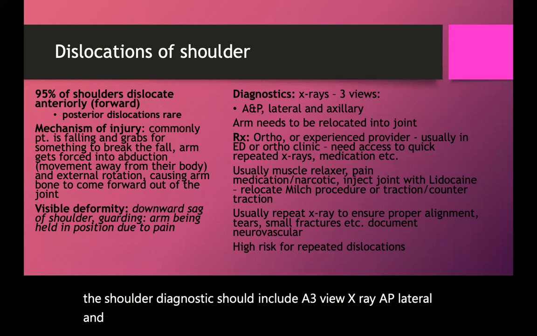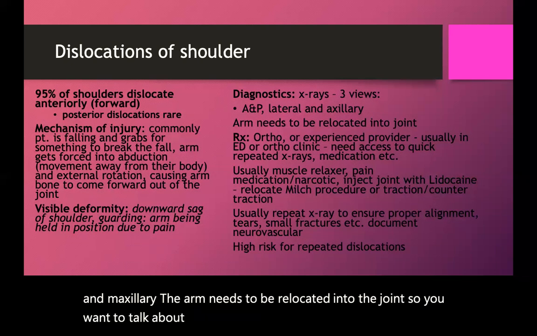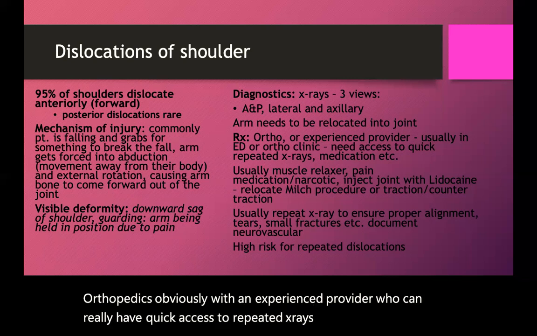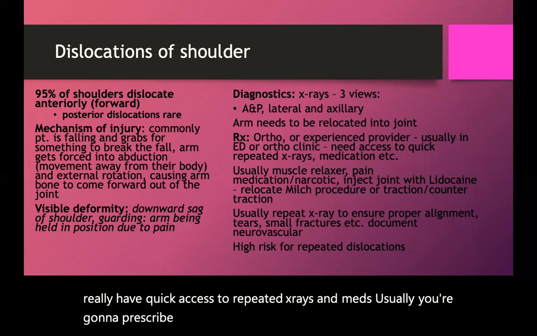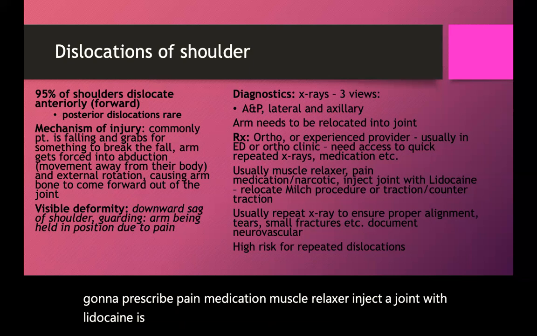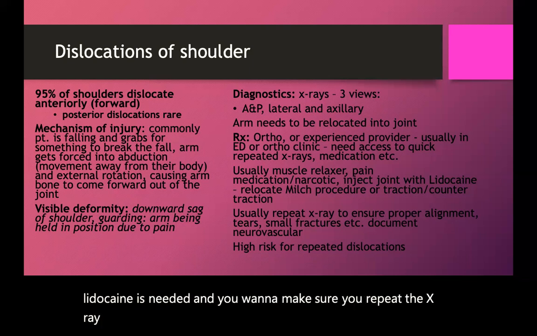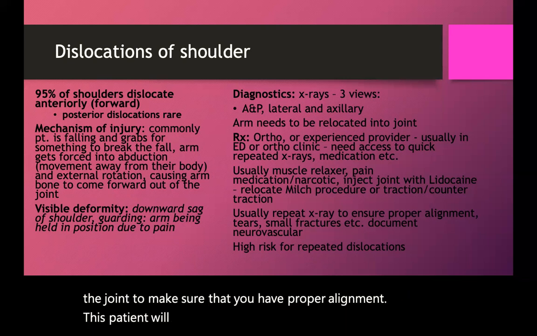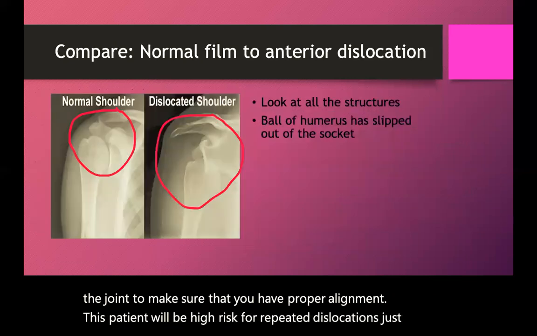The arm needs to be relocated into the joint. So you want to talk about pain, that's painful. Treatment includes orthopedics, obviously with an experienced provider who can really have quick access to repeated X-rays and meds. Usually you're going to prescribe a pain medication, muscle relaxer, inject the joint with lidocaine as needed. And you want to make sure you repeat the X-ray after you relocate the joint to make sure that you have proper alignment. This patient will be high risk for repeated dislocations. Just keep that in mind.